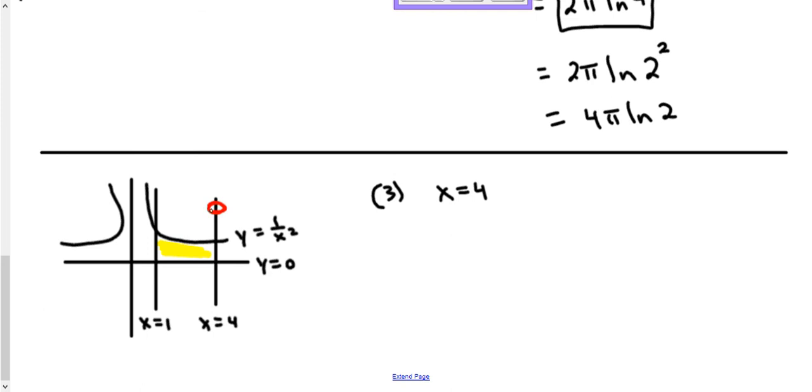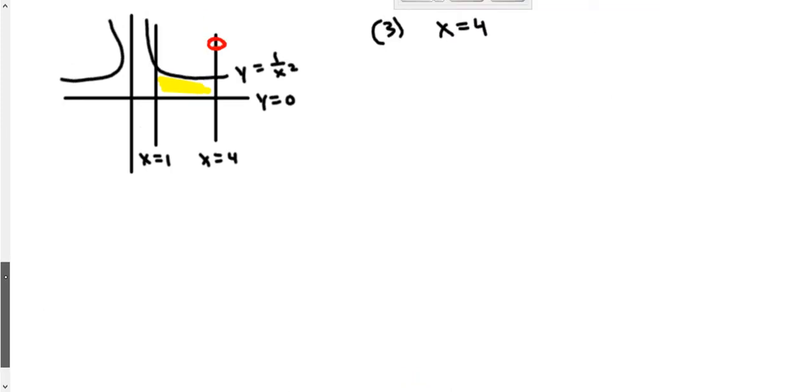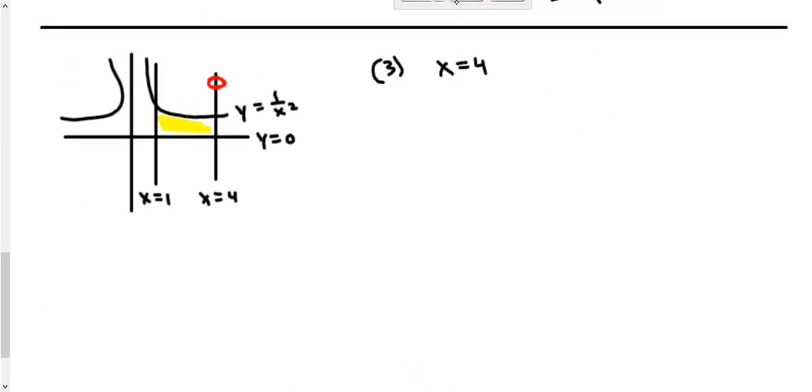All right, so line x equals 4 is a vertical line. So I like the shell method for vertical axis of revolutions. So I'm going to go with the shell method. So it's going to be 2 pi times integral. In terms of x, we're going 1 to 4.